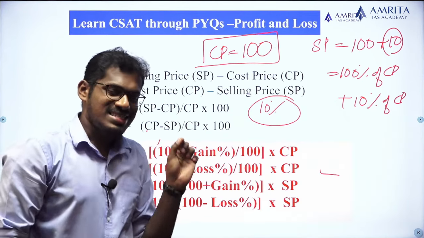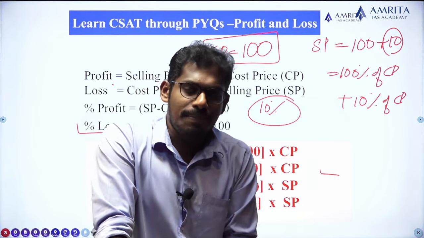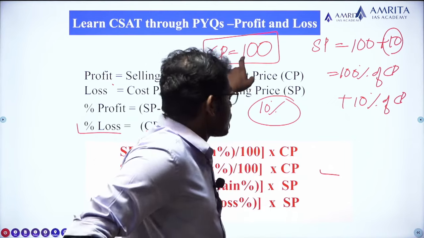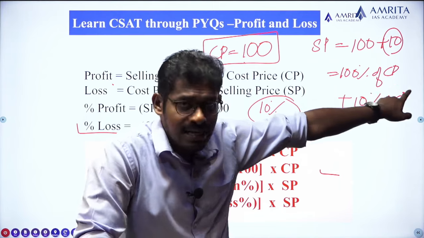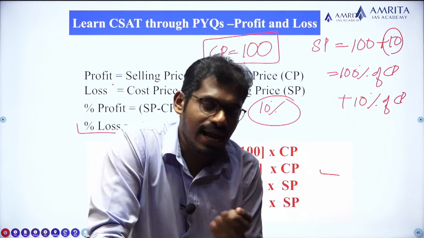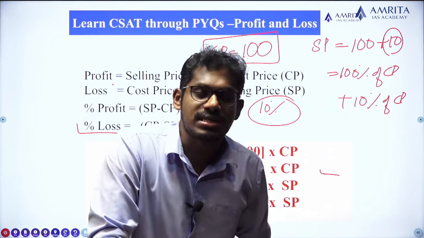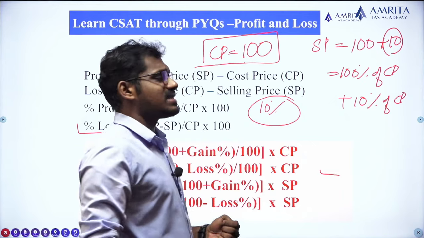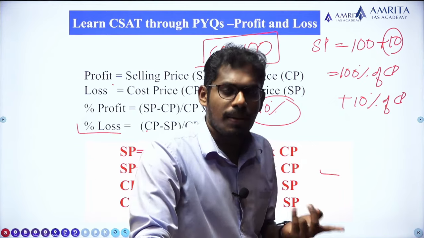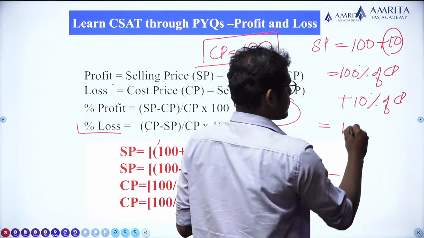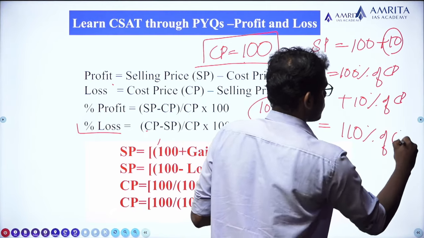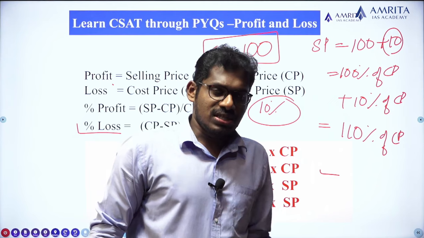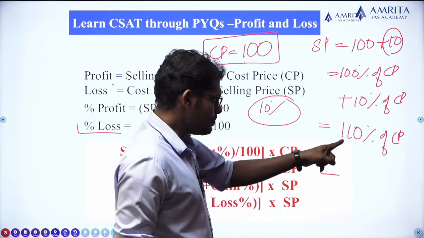Clear? So the selling price is 100, a sum of 100 plus 10 rupees. The 100 is the 100% of cost price. And the 10 is the 10% of cost price. Why have I taken 10% here? Because the profit percentage is 10 here. 10% is here. Clear? Okay, fine. So the selling price is a sum of 100% of cost price plus 10% of cost price. So it is 110% of cost price. Clear? So the cost price is given and the profit percentage is given. So the selling price can be obtained by what?